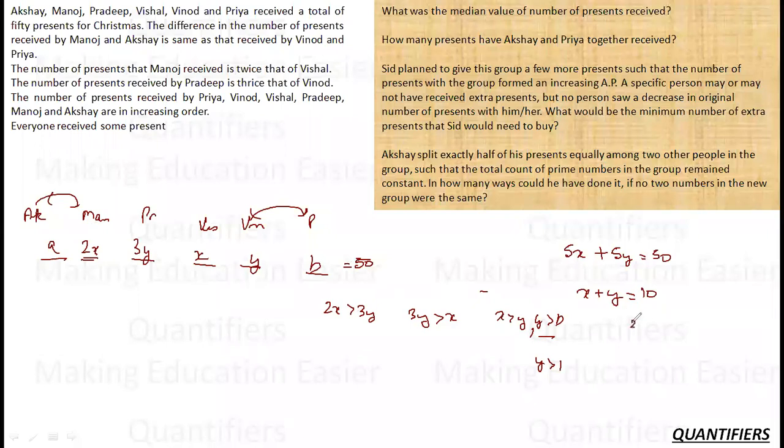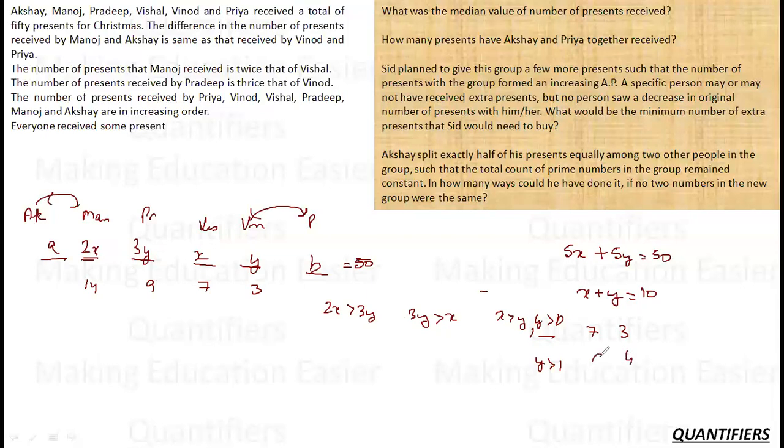If Y is equal to 2, X is equal to 8. So if I substitute it, Y is 2, X is 8, and 3Y is 6. So this is wrong. Why? Because 3Y has to be greater than X. So this case is not possible. Let's take Y as 3, X is 7. So Y is 3, X is 7, this is 9, this is 14. This is satisfying. Let's see ahead.